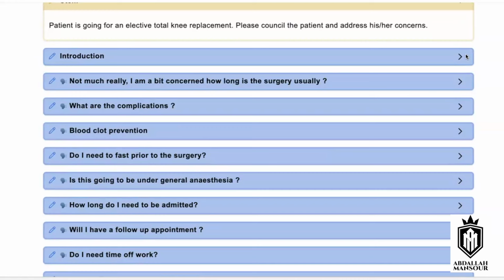Not much really. I don't know anything about what's going to happen really. I'm a bit concerned how long the surgery is going to last, and I would like to know further questions about the complications and whether there is anything in particular to look for before the surgery, any medication that I need to stop, anything like that. So I actually have lots of questions, but why don't we start by maybe how long the surgery is going to last?